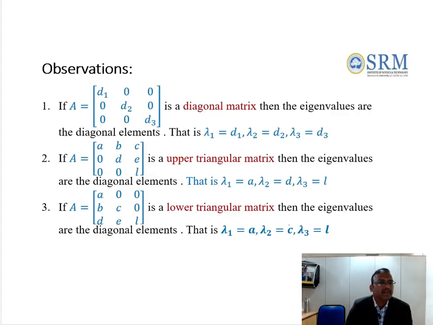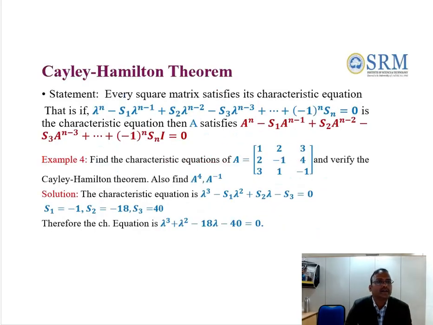Second observation, if A is an upper triangular matrix, that means only upper triangular entries are non-zero, all the lower triangular entries are 0. That means below the main diagonal all the entries are 0. That is called an upper triangular matrix. In this case, the diagonal elements are the eigenvalues of the matrix. Similarly, for the lower triangular matrix, the diagonal entries are the eigenvalues of the matrix. These are some useful observations we can use in some places, right.